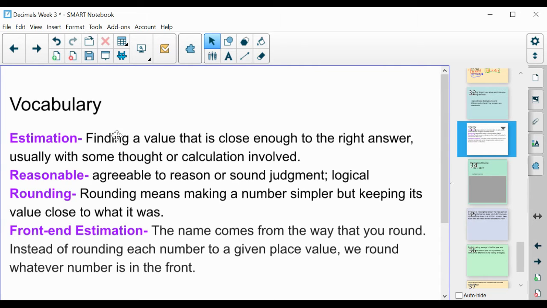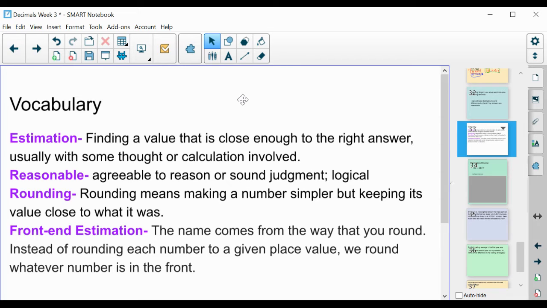do it with decimals. So, first of all, estimation means to find a value that is close enough to the right answer, and usually this involves some thought or calculation. Definitely going to involve some calculation today. So you are not just saying, I think or I guess. You are going to get close to an answer by using some other math or place value strategies.